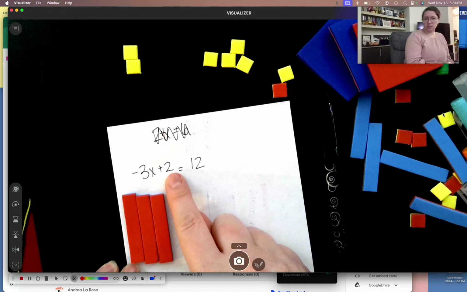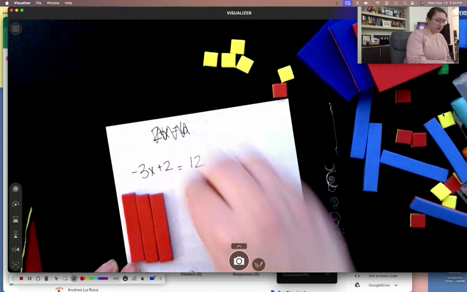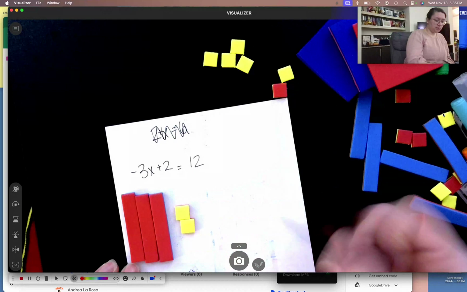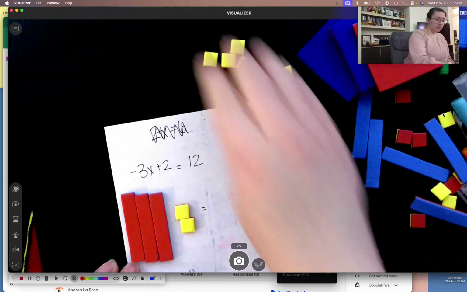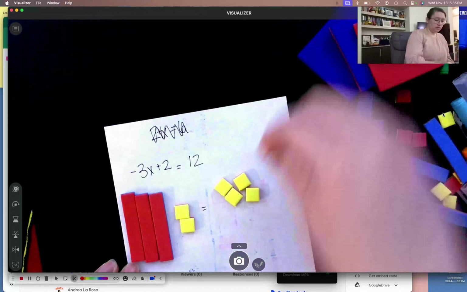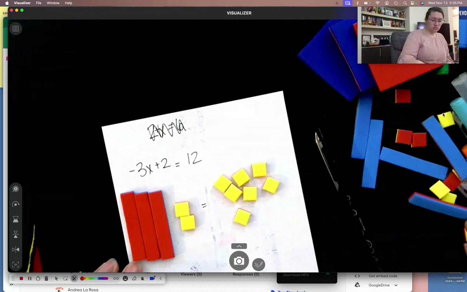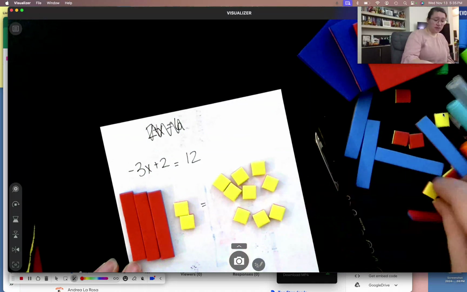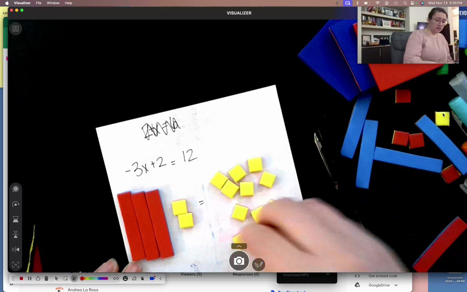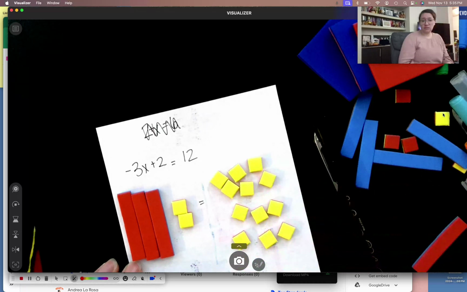Is there an x with that? No, so we just want these little guys here. So negative 3x plus 2 equals, now we need 12. 1, 2, 3, 4, 5, 6. Why am I using yellow? Exactly, it's positive. Positives are yellow on these ones. Nice job.